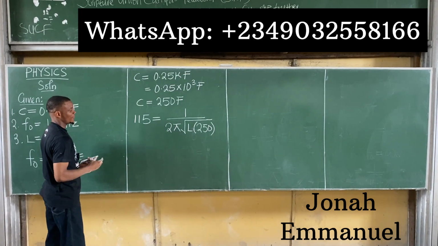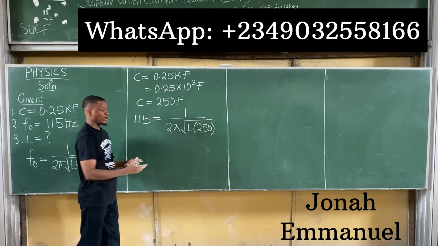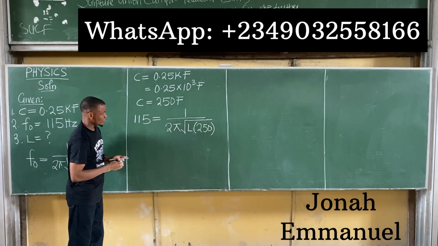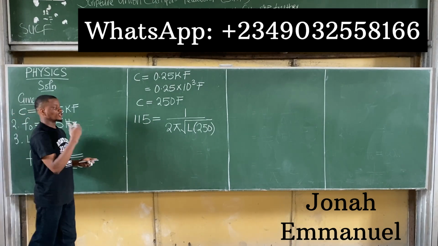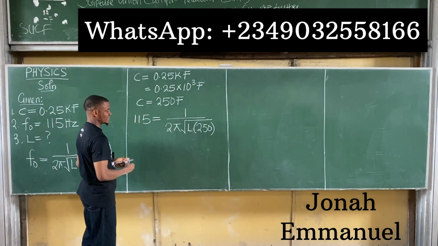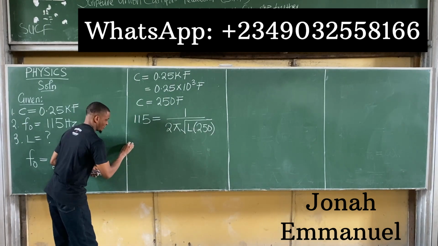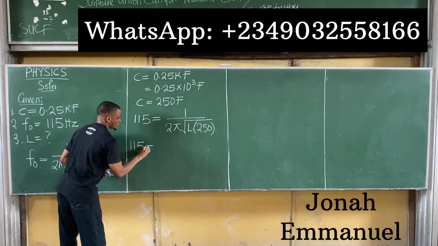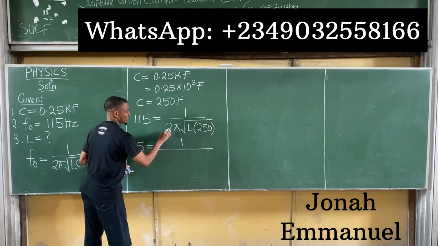It all depends on how well you know how to solve your fractions, or how well you can go through mathematical concepts. You could as well choose to make L the subject of the formula first before solving this. But for this, we'll do a bit of mathematical manipulation here. And this would now be 115 is equal to 1 all over 2 pi.